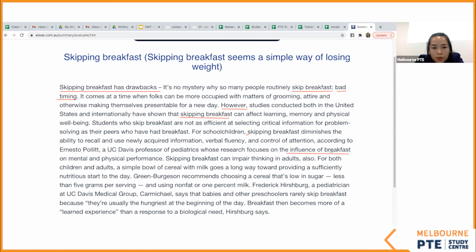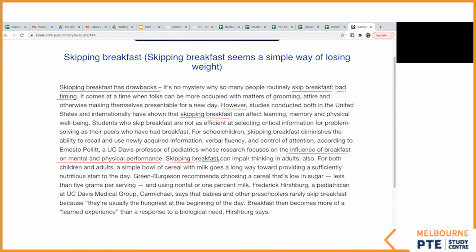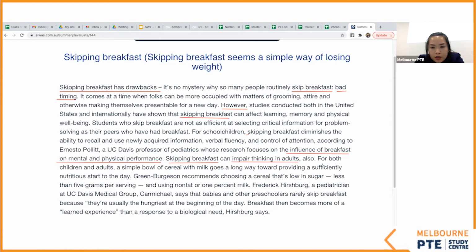The influence of breakfast on mental and physical performance. And then skipping breakfast impairs thinking in adults. For both children and adults, and so on. A simple bowl of cereal with milk. What does it mean? Why do they want to give you the example of children and adults when they have a bowl of cereal with milk? Because it's an example of breakfast. Correct, that's right.